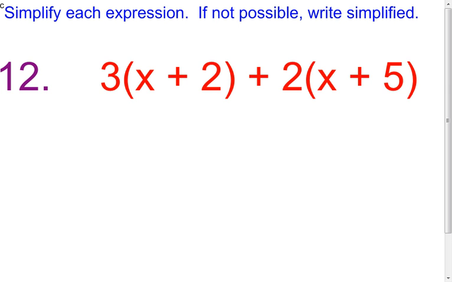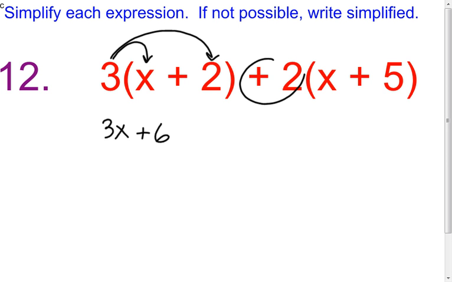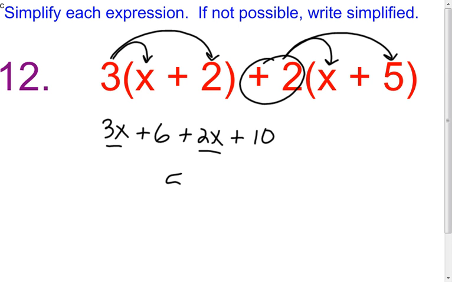All right, this time we've got 2 things we need to distribute, so I think we can handle this. 3 times x is 3x. 3 times positive 2 is 6. And then I have positive 2 times x is 2x. Positive 2 times 5 is 10. Okay, combine your like terms. 3x plus 2x makes 5x. 6 plus 10 makes 16.